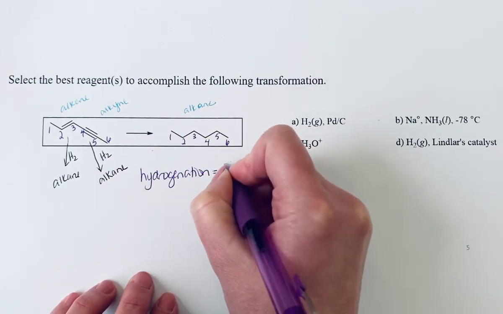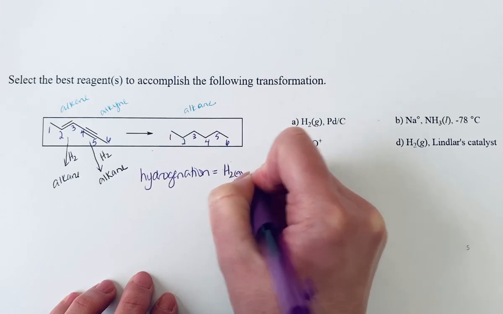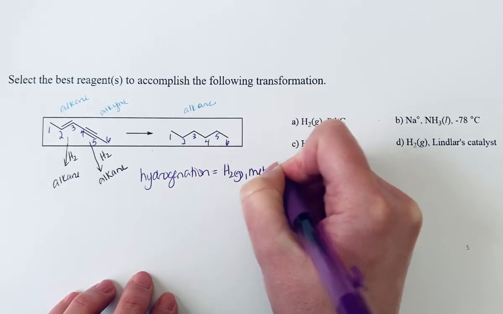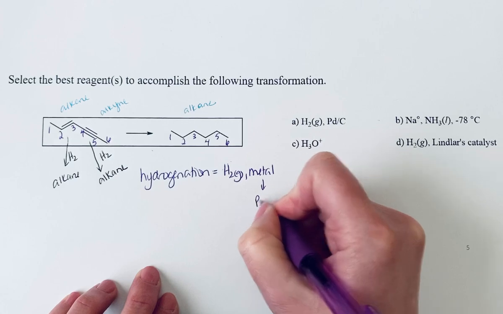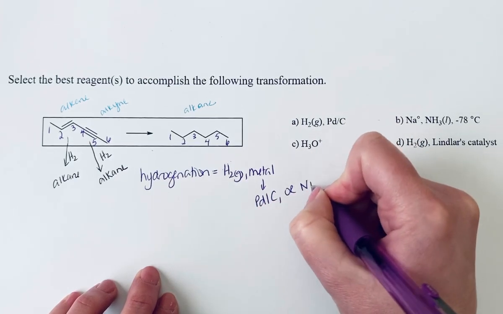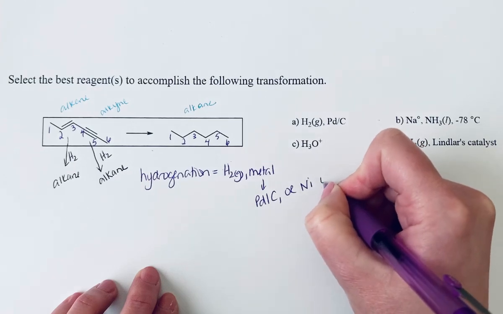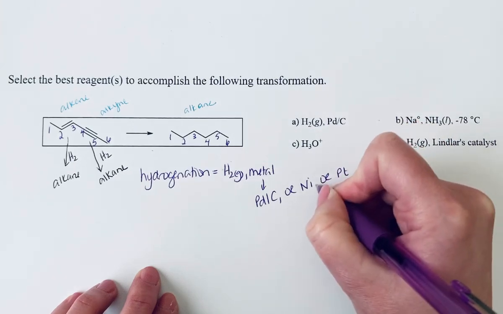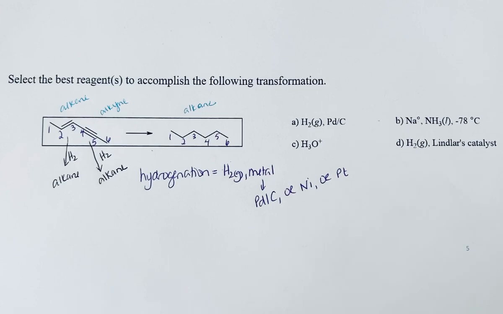So hydrogenation involves hydrogen gas and an active metal catalyst. Commonly used catalysts are palladium on carbon. Sometimes nickel is also used, and sometimes platinum is used. So these reaction conditions are shown in option A.